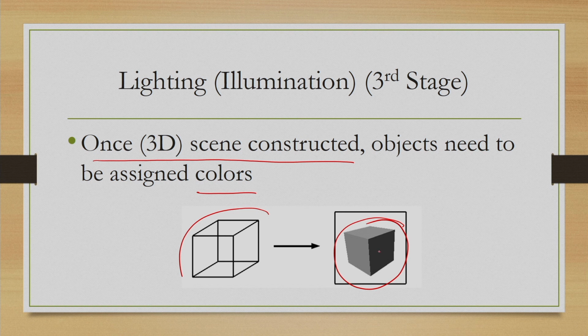Now, as you can see, the way we have applied colors, it became clear which surface is closer to the viewer and which surface is further. In other words, it gives us a sensation of 3D, whereas without colors like the one shown here, that clarity is not there. So, to get a realistic image which gives us a sensation of 3D, we have to assign colors. Assignment of colors is the job of the third stage, which is called the lighting or illumination stage.